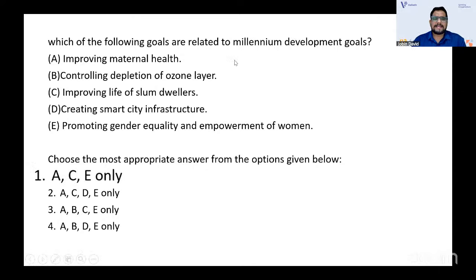So the answer is A, C, E. Creating smart city infrastructure is not there, so you can eliminate D. That means with all those D options you can eliminate. So 2 and 4 you can eliminate easily. Okay, now gender equality and empowerment of women will be there. And then controlling depletion of ozone layer is not there in the Millennium Development Goals. So that is it.